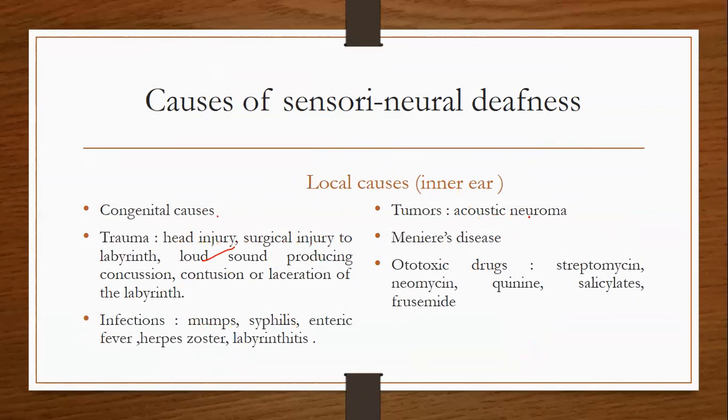Then tumors like acoustic neuroma, and Meniere's disease. Then ototoxic drugs: due to the consumption of such drugs, injury or damage can occur, or it can affect the hearing function of that ear. The ototoxic drugs that harm the function of the ear include streptomycin, neomycin, quinine, salicylic acid, and furosemide or Lasix. So these are the main local causes of sensory-neural deafness.